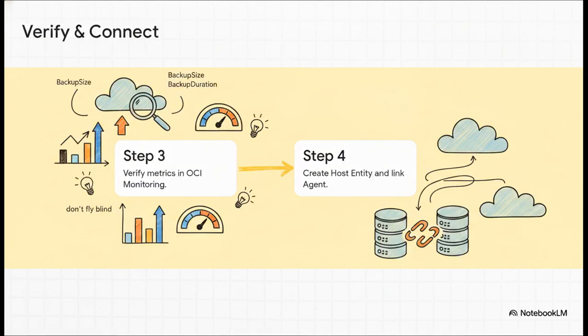And this brings us to a step that honestly so many people skip: verification. Step 3 is all about going into OCI monitoring under the Oracle OCI database namespace to verify that your raw metrics, stuff like backup size or backup duration, are actually populating. Seriously, don't fly blind here. Once you confirm the data is there, you move to step 4, which is where you create your host entity in Log Analytics and officially associate your newly configured agent.